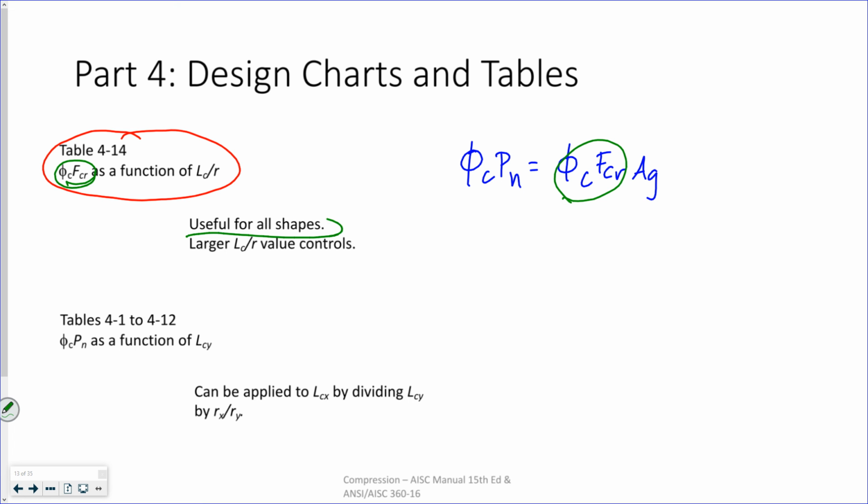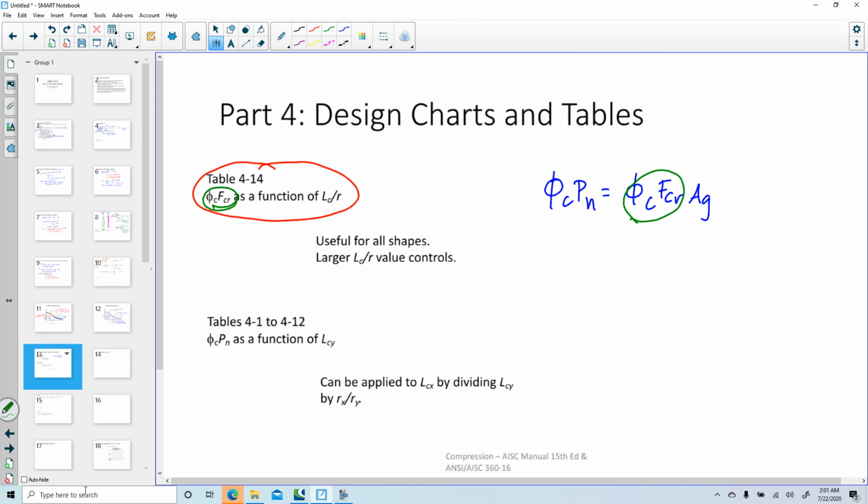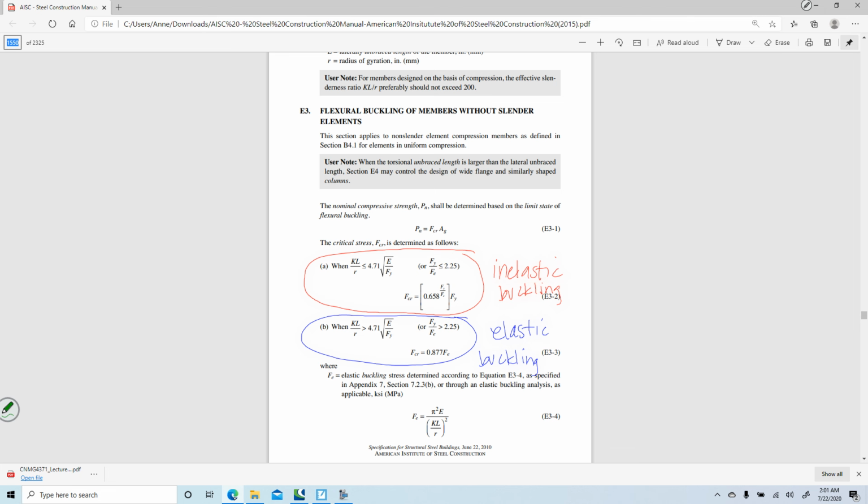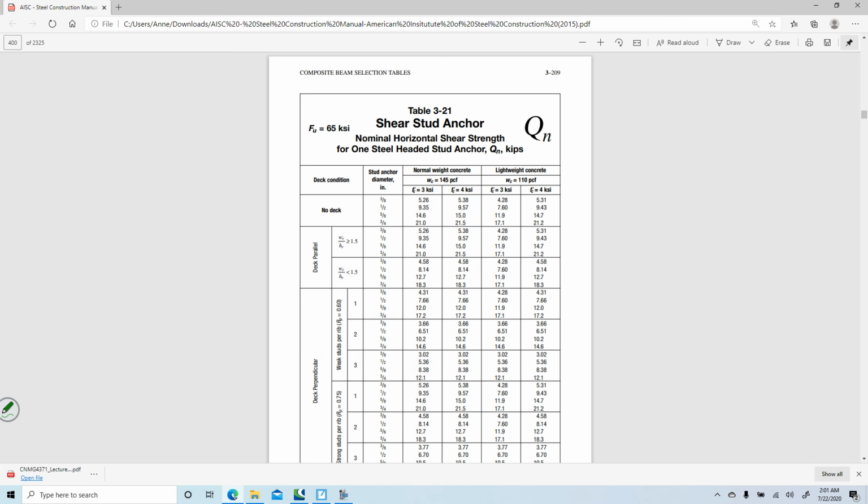So what does that one look like? See, it's useful for all shapes. It is not specific to any type of shape. And your larger slenderness ratio controls. So let's see what that looks like. You'll see what these charts mean when we get to beams. They look super scary, but they're not.